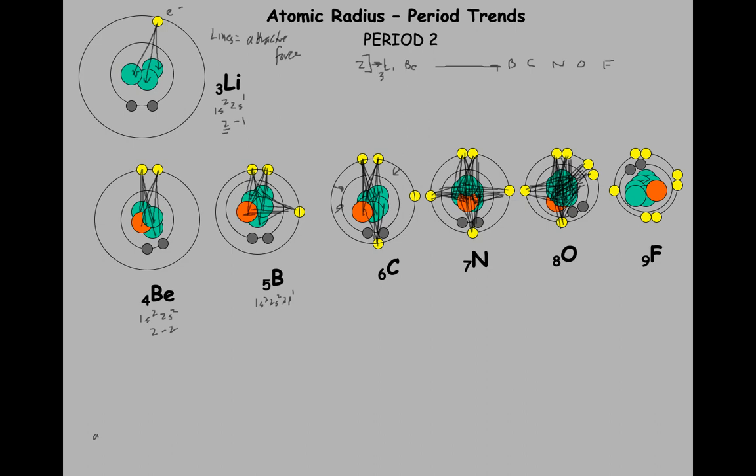Okay, and again, on to fluorine, the last one in this column. Again, we're not going to count the noble gas only because noble gases don't react. So we're looking at the reactive elements. Okay, so 1, 2, 3, 4, 5, 6, 7, 8, 9.